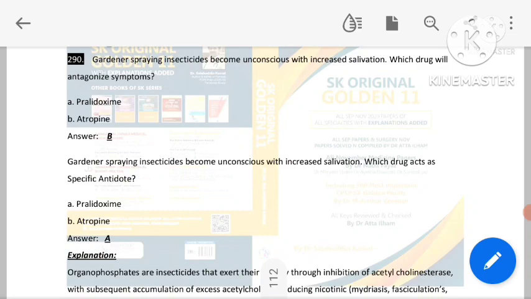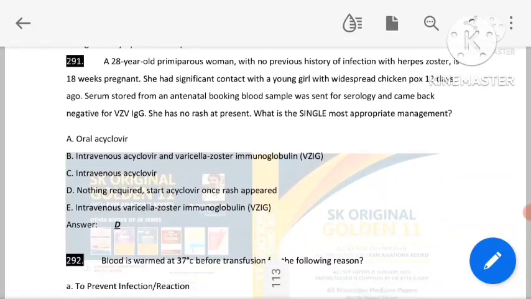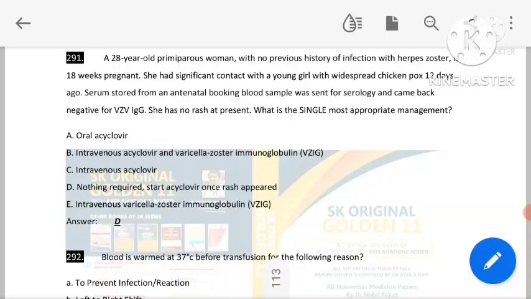Next, 291, a 28-year-old primigravida woman with no previous history of infection with herpes zoster is 18 weeks pregnant. She had significant contact with a young girl with widespread chickenpox 12 days ago. Serum stored from an antenatal booking blood sample was sent for serology and came back negative for VZV IgG. She has no rash at present. What is the single most appropriate management? That is, nothing is required in this situation.